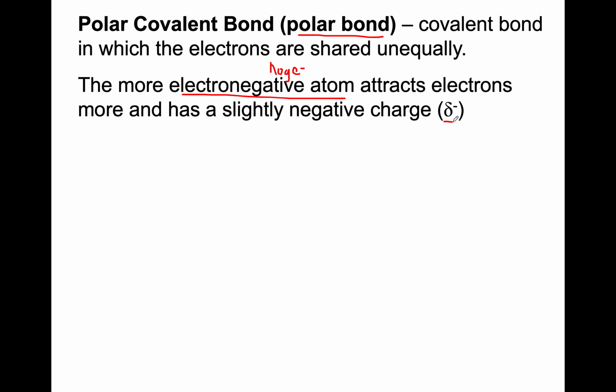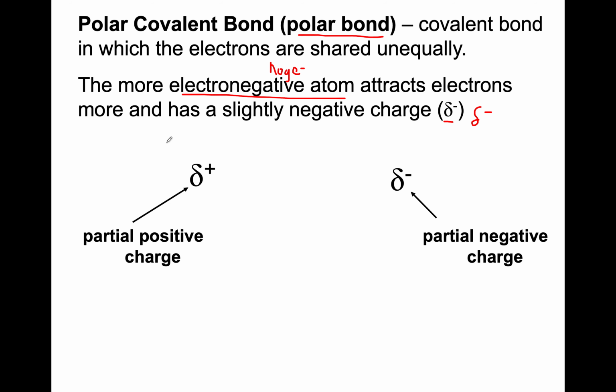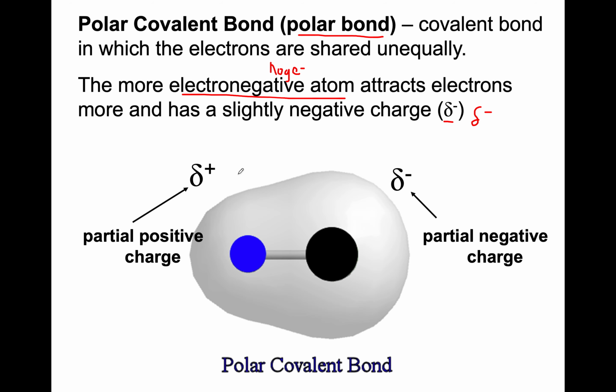This is a lowercase delta, the Greek letter delta. And so it develops this sort of partial negative charge. And the other atom develops this sort of partial positive charge. So over here, you can see this cloud is bulgier around, we can say this is an oxygen and this is a hydrogen. So oxygen is more electronegative than hydrogen. Why? Because it is closer to 8 than hydrogen is.